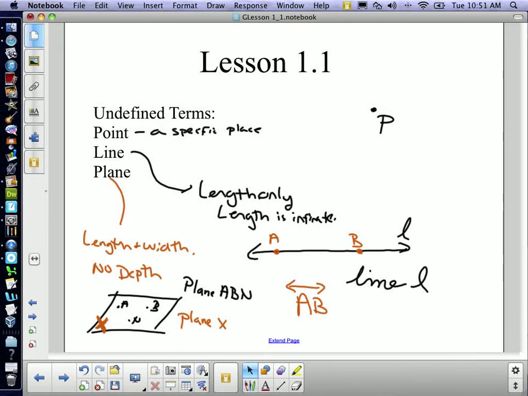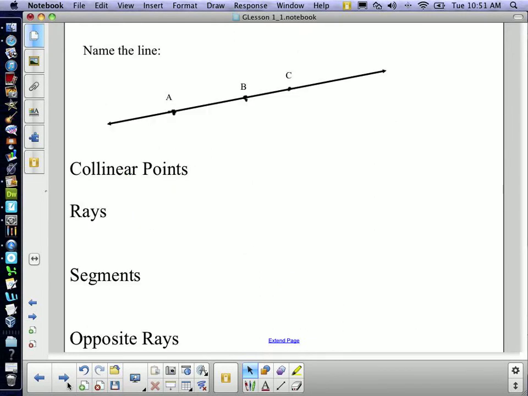Those are points, lines, and planes. We will use them all year in here. So, how could I name this line? Here's points A, B, and C on that line. Somebody tell me one way I could name that line. What would be one name for that line?